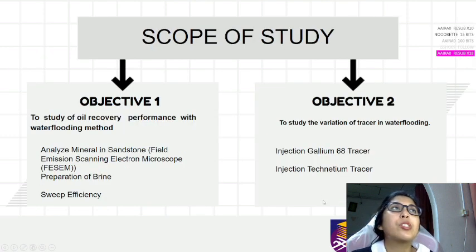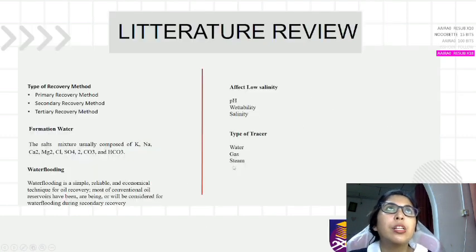For the scope of study, there are two parts. Objective 1 is to study recovery performance with the water flooding method by analyzing the material in sandstone using field emission scanning electron microscope, and by preparation of brine and also sweep efficiency. Objective 2 is to study the presence of tracer in water flooding by injection of gallium-68 and injection of technetium tracer.